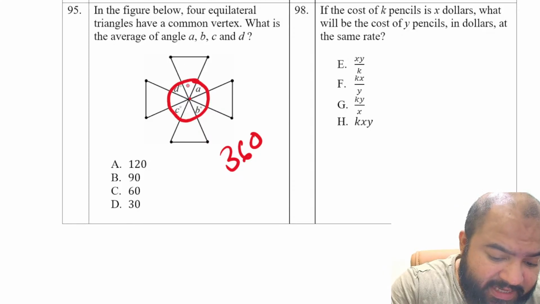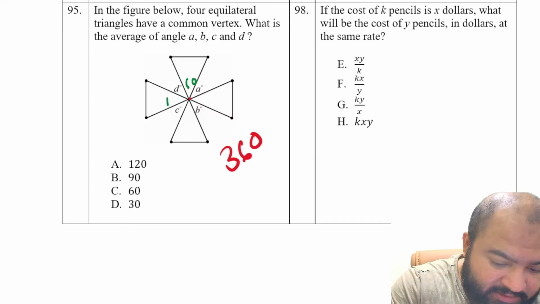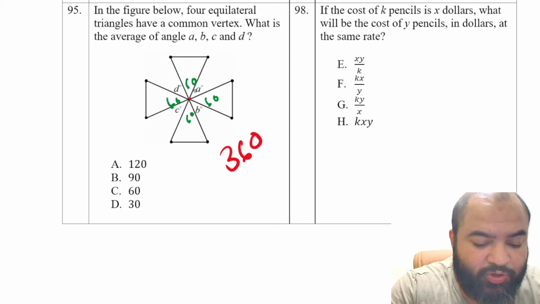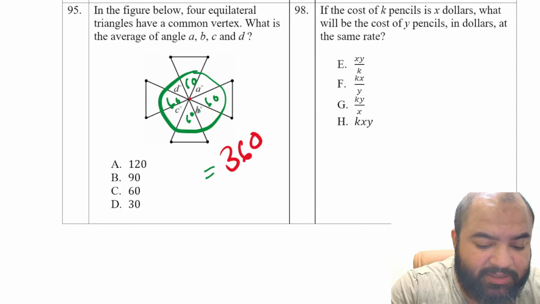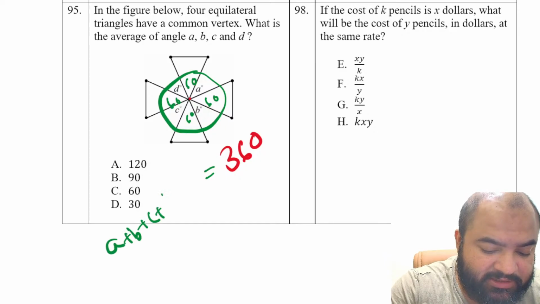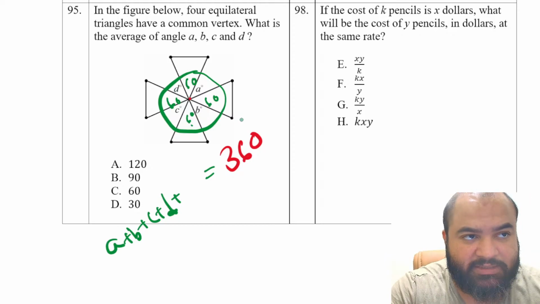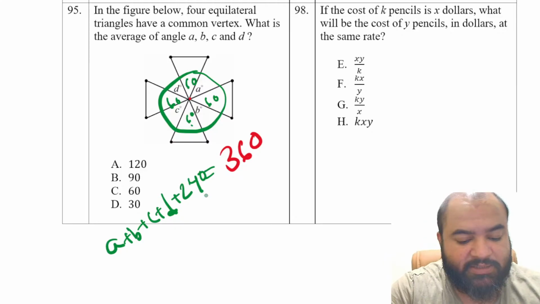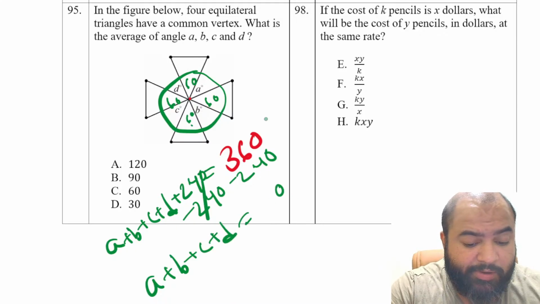Now, these are part of the equilateral triangles, so I know that this is 60, 60, 60, 60. It's just we don't know what A, B, C, D are. So we know that if you add all this, it's 360, right? So I have A plus B plus C plus D, plus 1, 2, 3, 4 sixties, that's 4 times 60, 240. If I add all these, it's going to be 360, so I can minus 240 on both sides. So A plus B plus C plus D is equal to how much? 120.